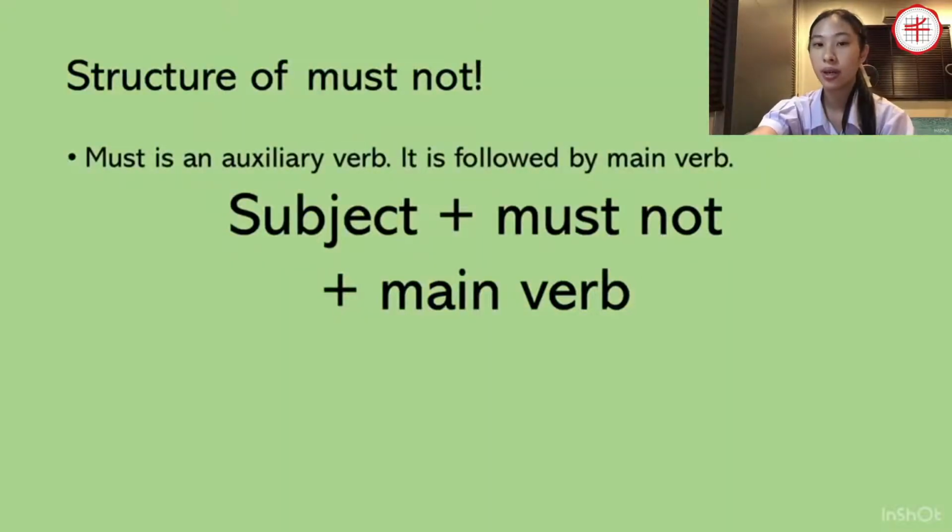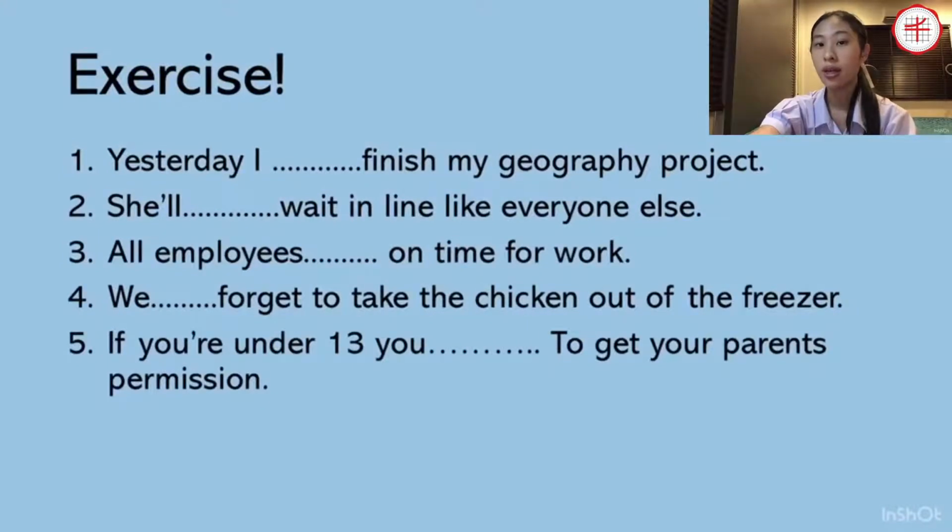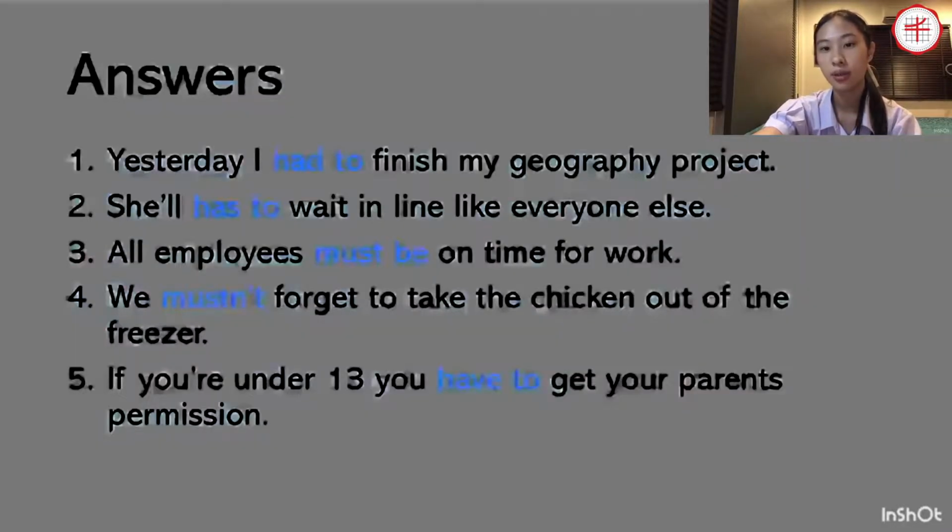So now we are going to do some exercise. Number 1, yesterday I finished my geography project. Number 2, she will wait in line like everyone else. Number 3, all employees on time for work. Number 4, we forget to take the chicken out of the freezer. Number 5, if you are under 13, you to get your parents' permission.